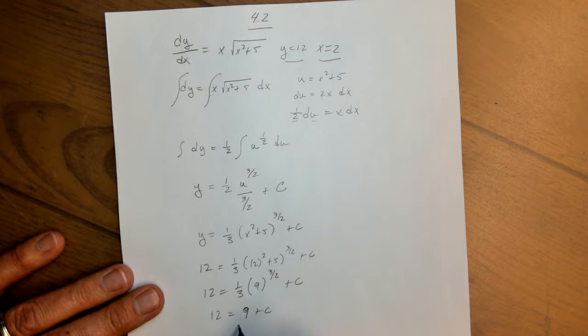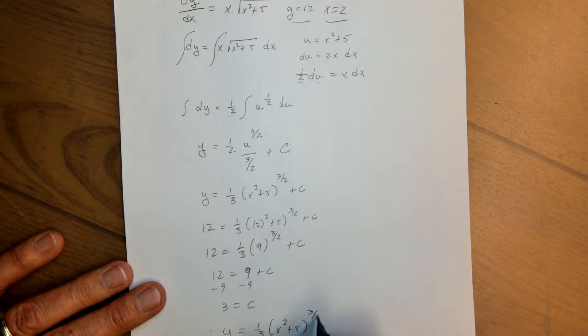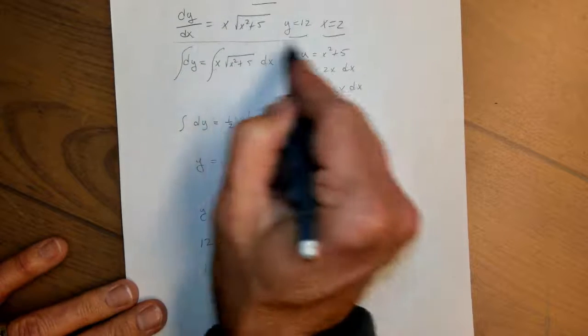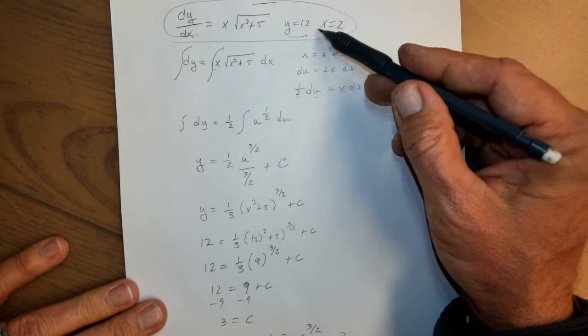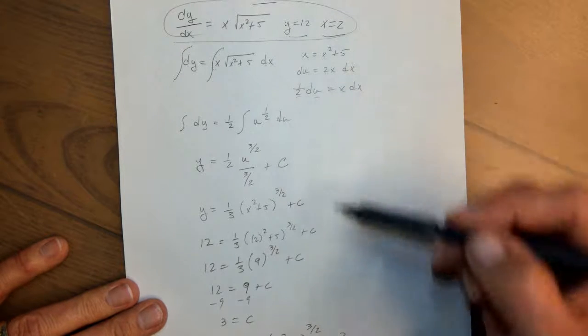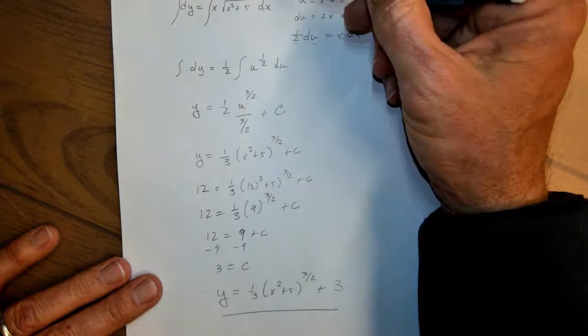9. Subtract 9. C is 3. So that leaves us now with our equation, y equals 1/3 (x squared plus 5) to the 3/2 plus 3. And this satisfies both of these conditions up here. When x is 2, y would be 12. And if we were to take the derivative of this equation, we'd end up back to here.